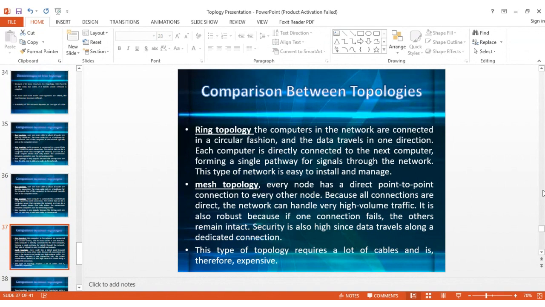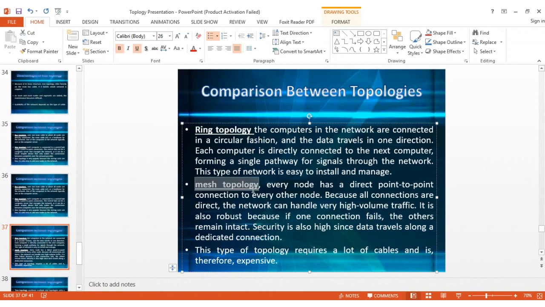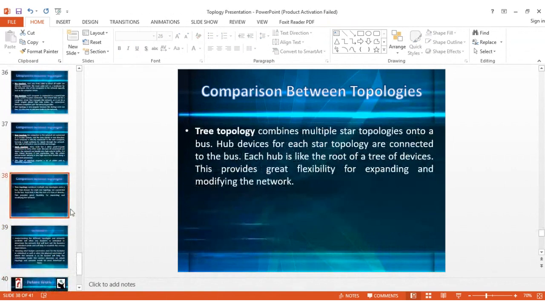Then we have the mesh topology. We have said that for this one, we have a dedicated path, and the purpose of that link is to carry the traffic. It is able to carry high volume traffic. Another benefit of this topology is that even if one of the channels fails, there are several other connections that can be used to transmit the same information. So that is the comparison.